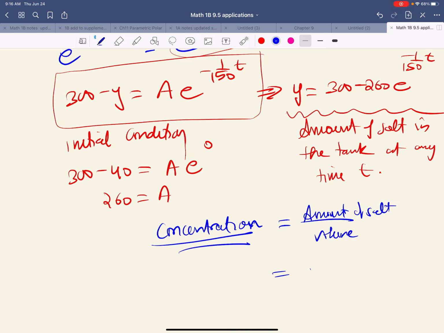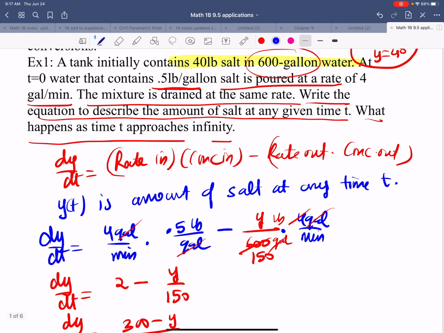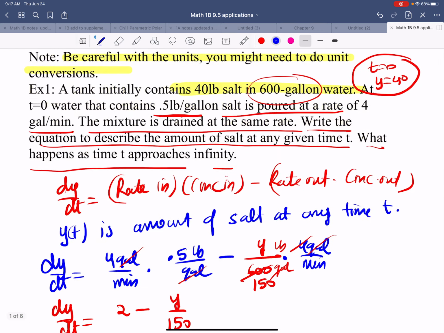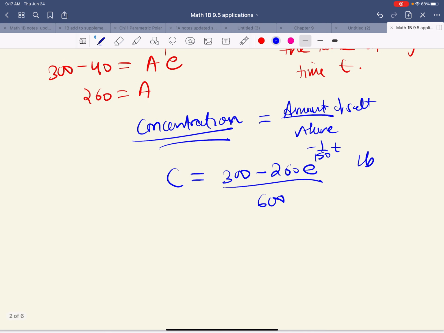So the concentration at any time, I'm going to represent it with c, would be 300 minus 260 e to the power -1 over 150t divided by the volume. The volume of the tank was 600 gallons in the beginning. So that's going to be 600 gallons. The units for salt are pounds, and this concentration would be pounds per gallon. And that's the concentration.